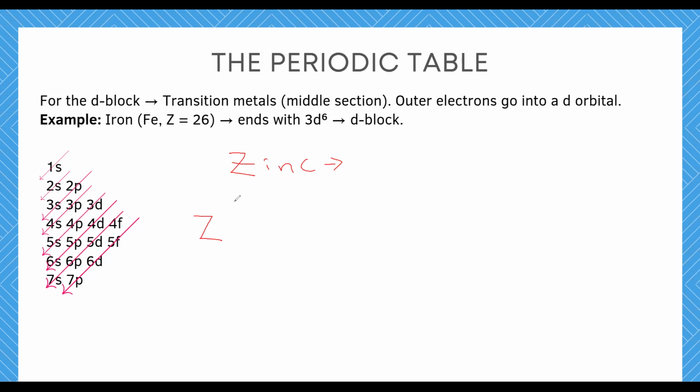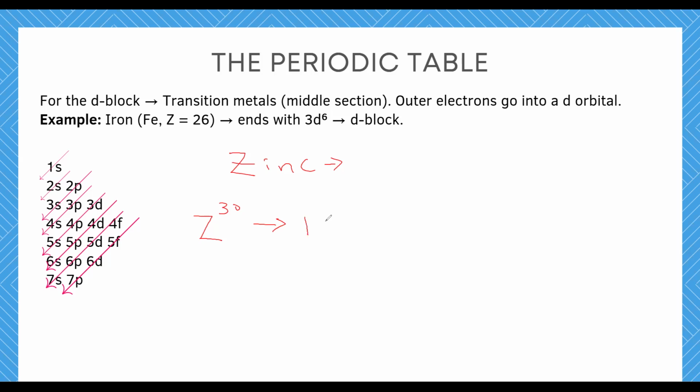Zinc. So what's the first step? Zinc has 30 electrons. Good. So let's write that out. 30. So what's the first thing to do?